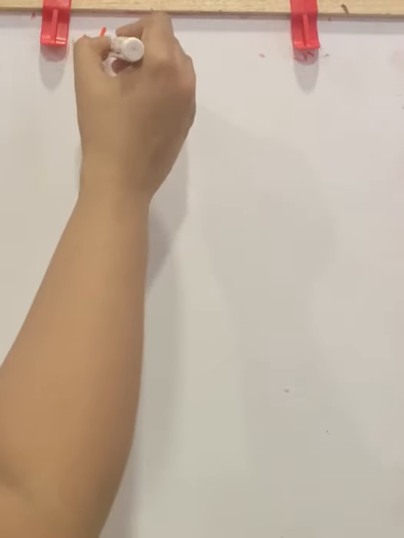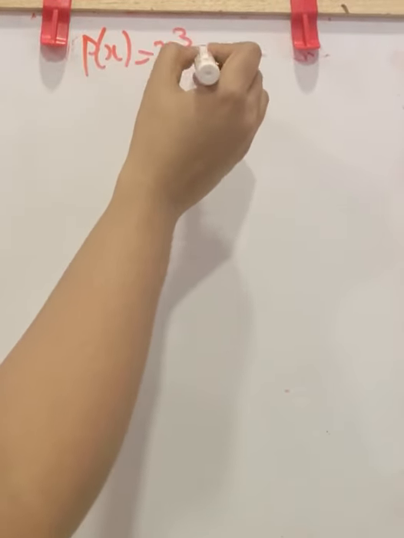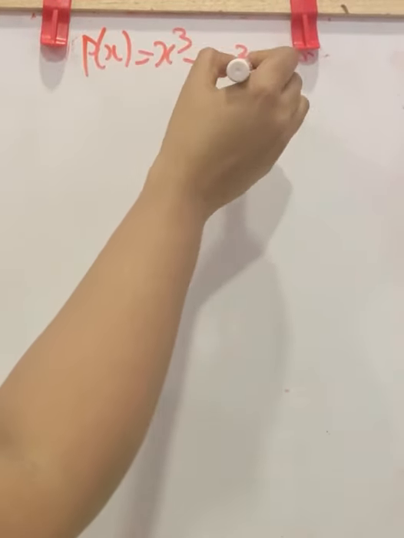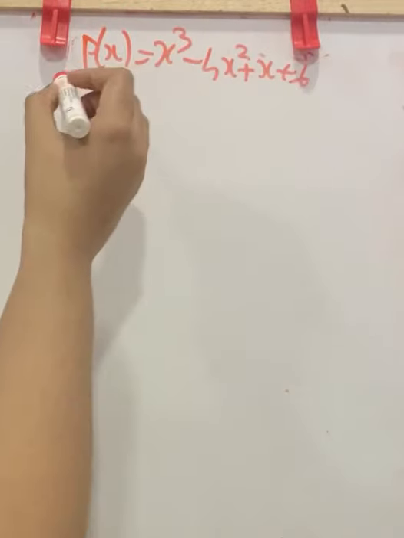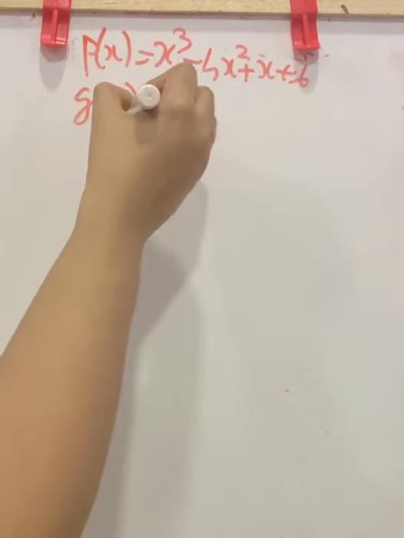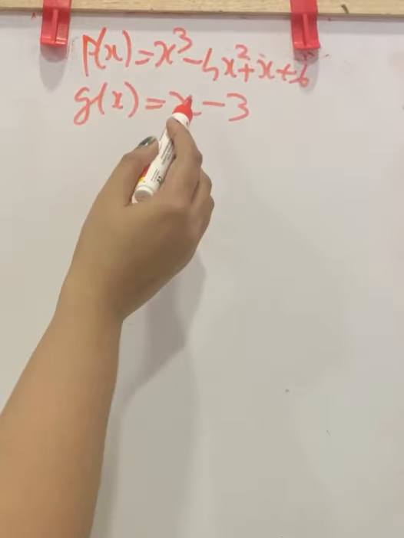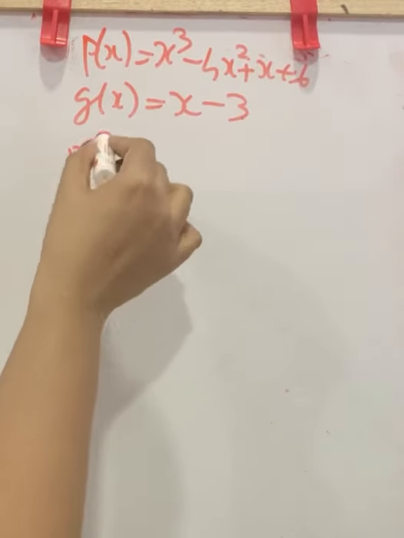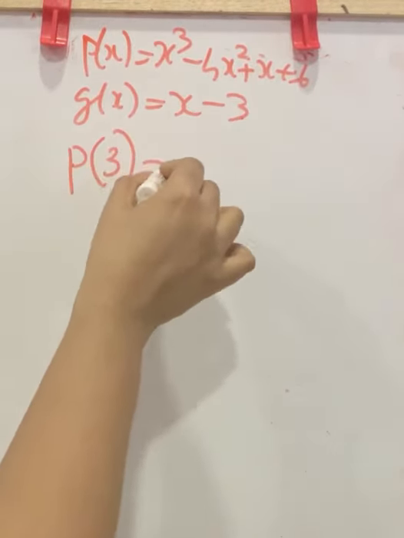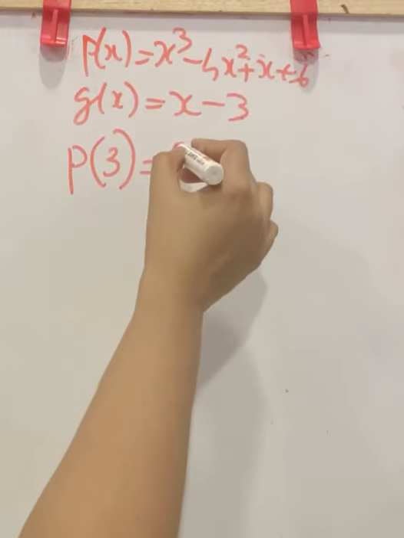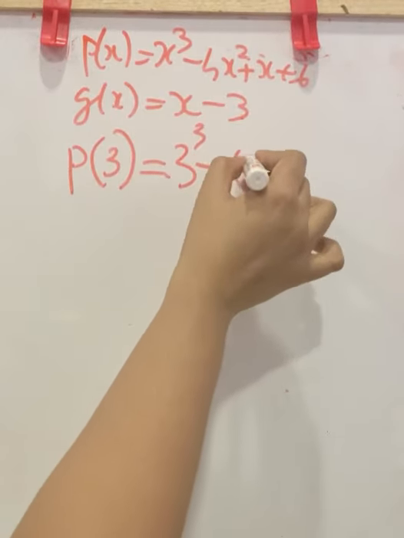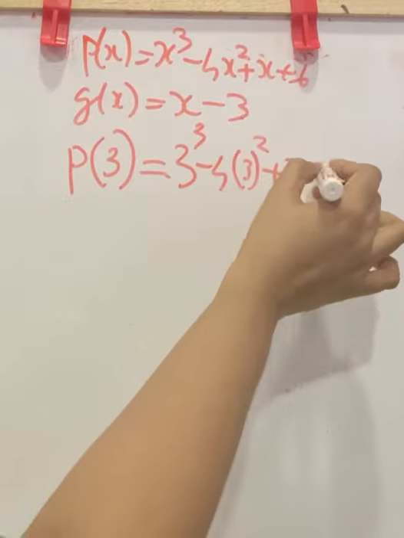Next one, p of x is equal to x cube minus 4x square plus x plus 6. g of x is equal to x minus 3. This is x minus 3, so you have to find p of 3 by factor theorem. Now this becomes 3 cube minus 4 into 3 square plus 3 plus 6.